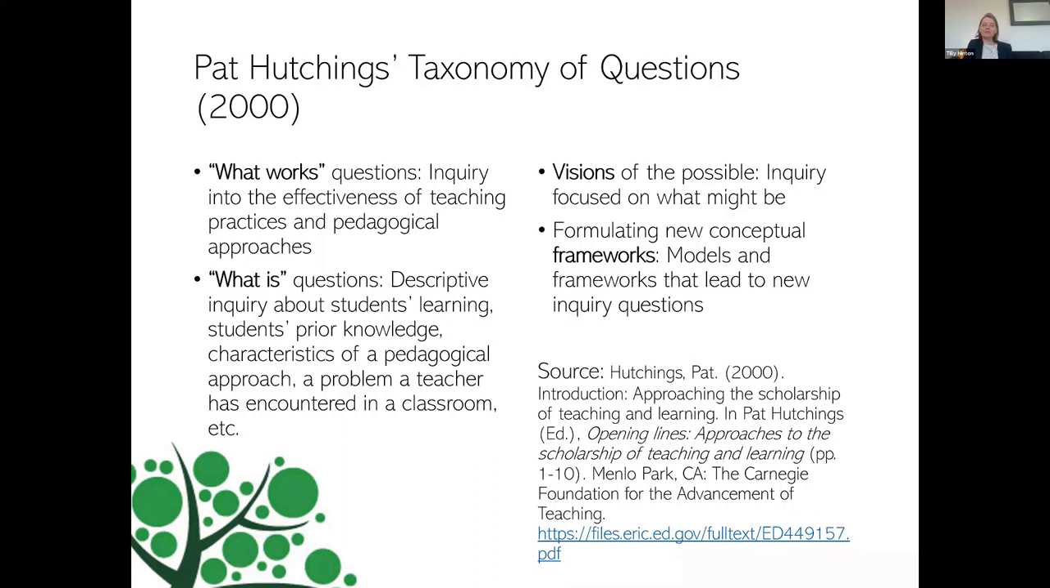So in the taxonomy, there are research questions around what works, like what kinds of practices and approaches are effective. Then there are questions about what is, a kind of descriptive inquiry about how students learn, who our students are, what kinds of problems teachers encounter within their teaching, and so on. What's the lay of the land? What's the environment in which this teaching is happening? And then there are these research questions that are around what is called visions of the possible. So this kind of imagining, given a problem that exists, what might we be able to create that addresses that problem?